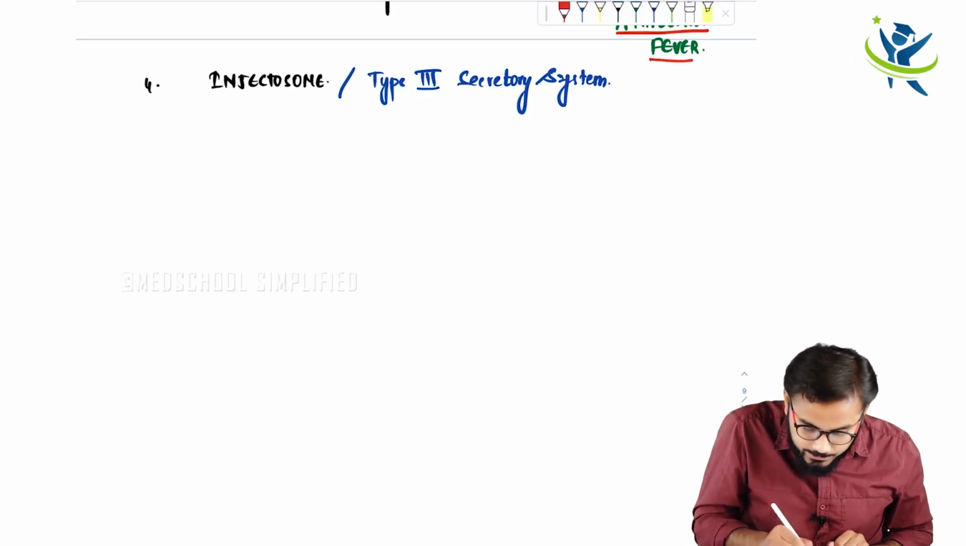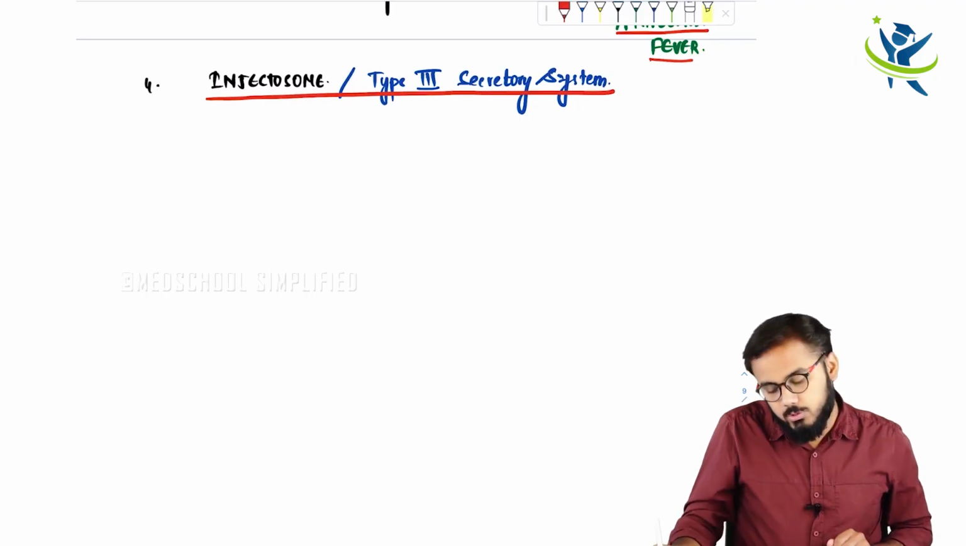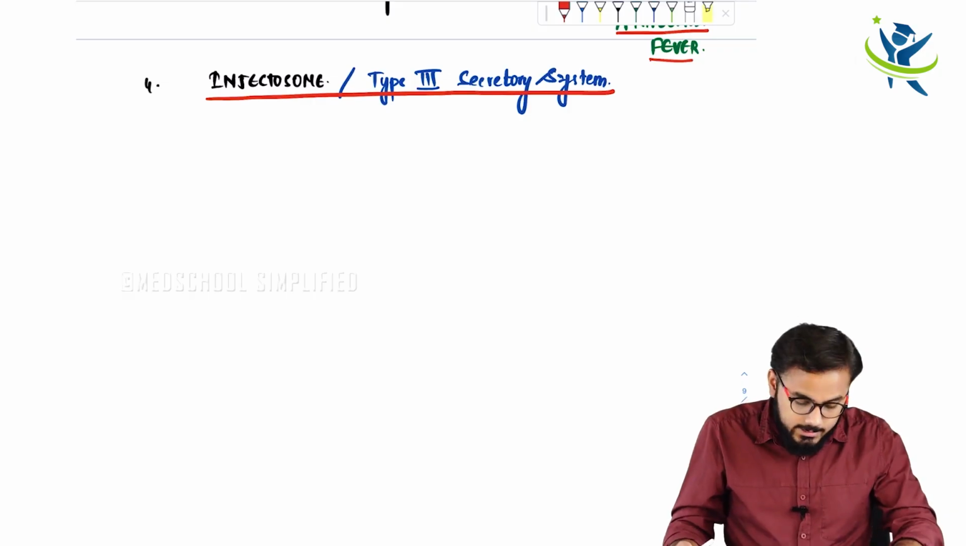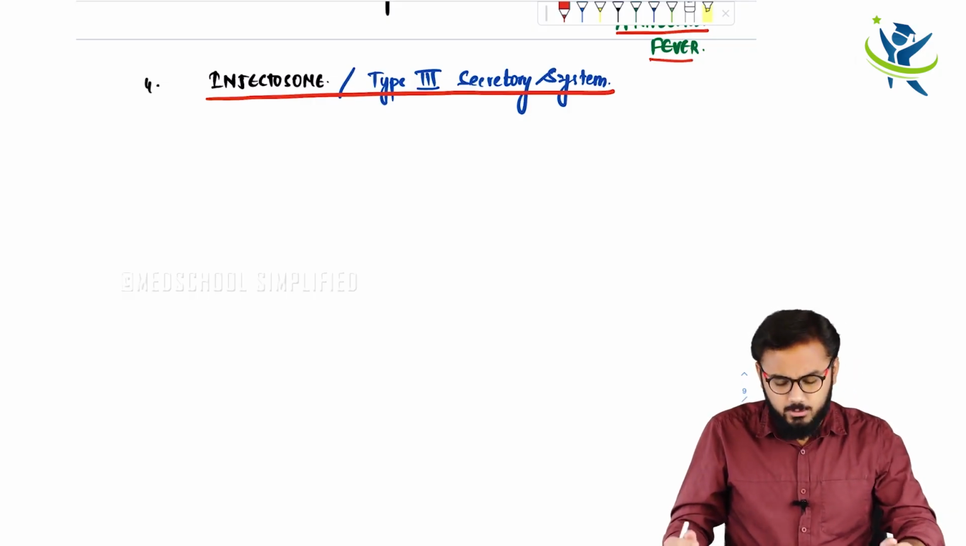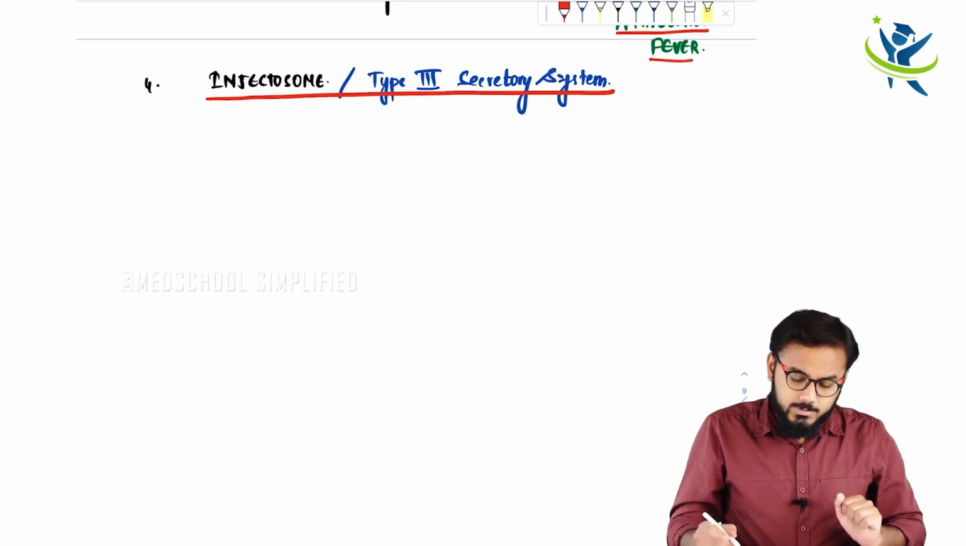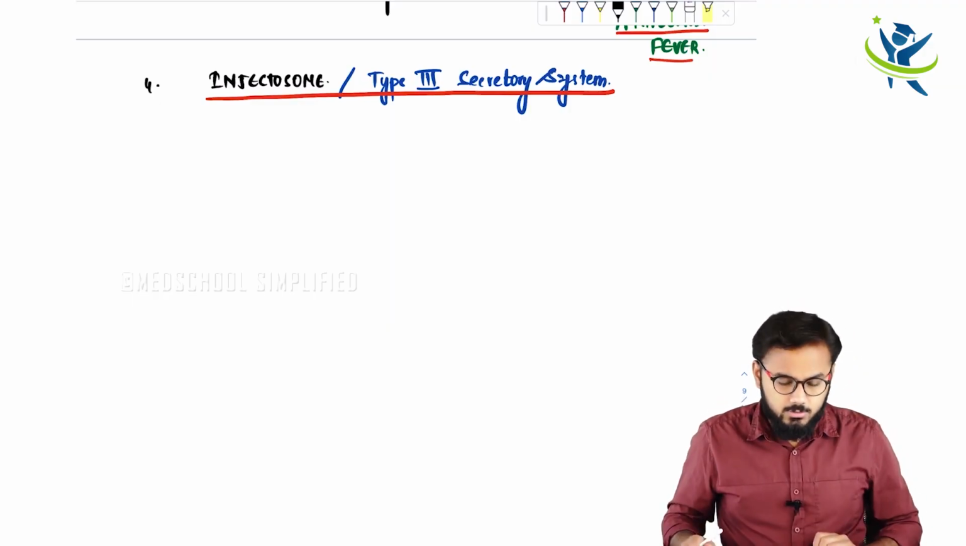What is the other name for injectosome? The other name for injectosome is type 3 secretory system. Injectosome is also called as type 3 secretory system. Now what is this injectosome? First of all, look at the structure of injectosome, guys.